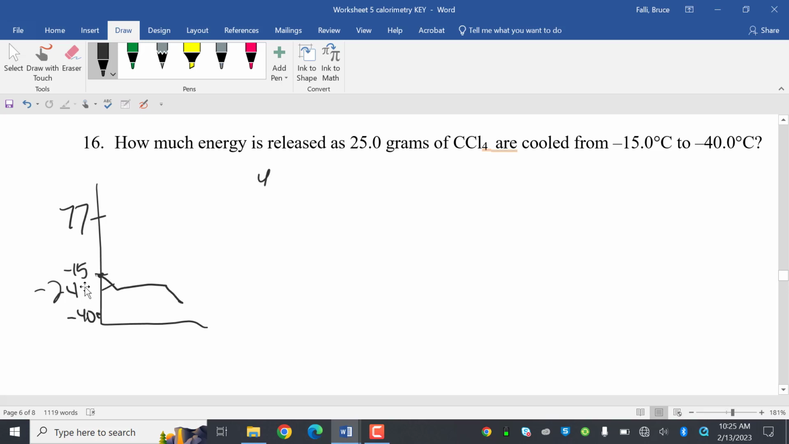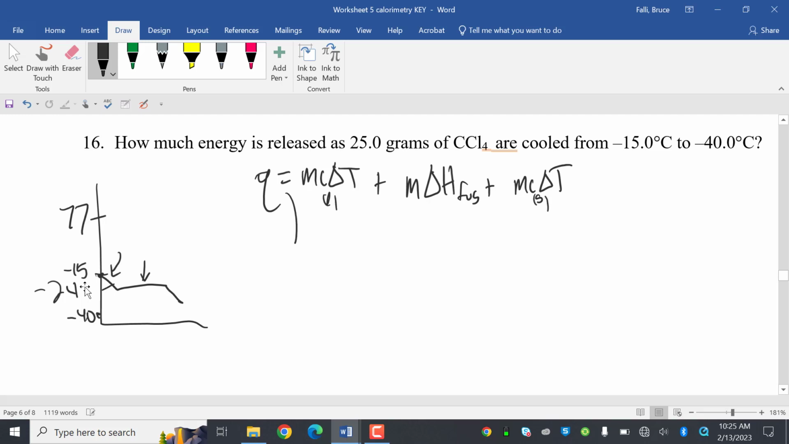So I have three things here. Q equals MC delta T. Notice I'm cooling this time. It's kind of weird. Q equals MC delta T plus M delta H, the freezing point, right? Freezing is fus, plus MC delta T. This is the solid. This is the liquid.